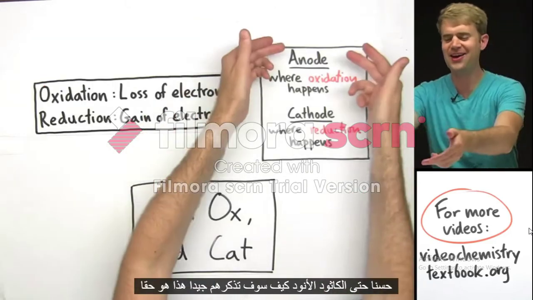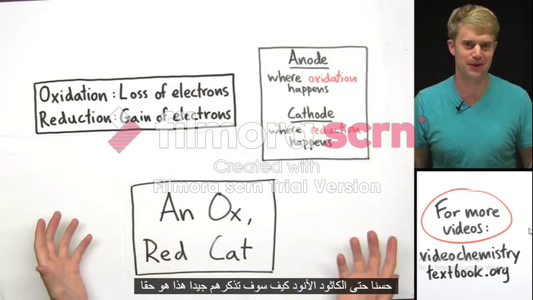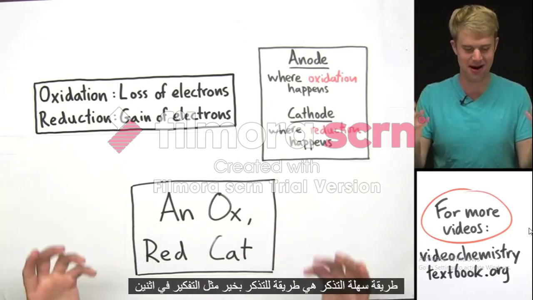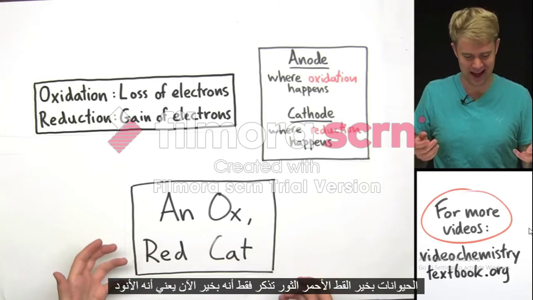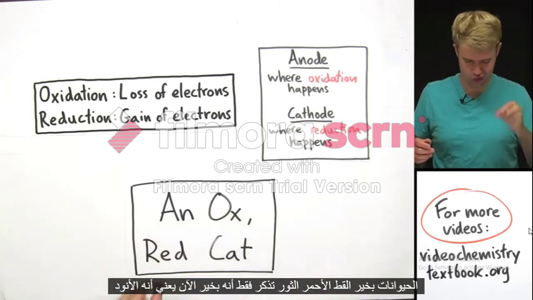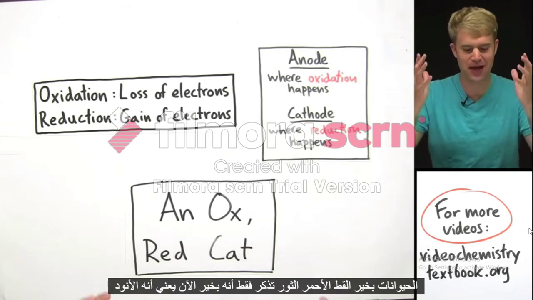Okay, so anode, cathode, how are you going to remember them? Well, this is a really easy mnemonic, a way to remember it, okay? It's kind of like thinking about two animals, okay? An ox, red cat. Just remember that right now, okay?